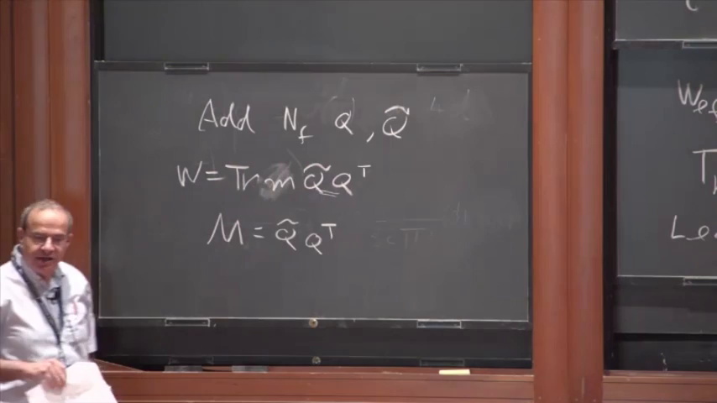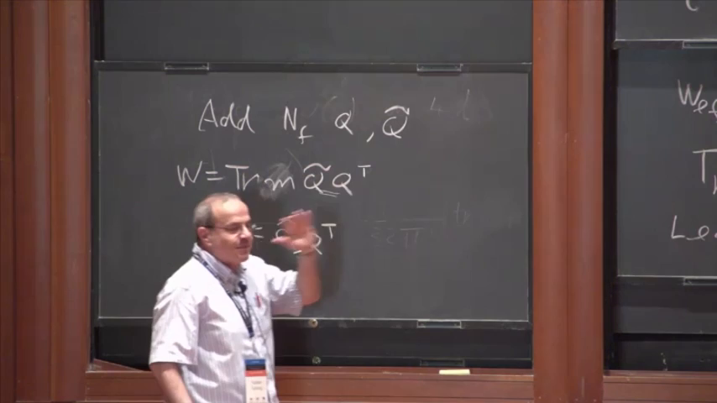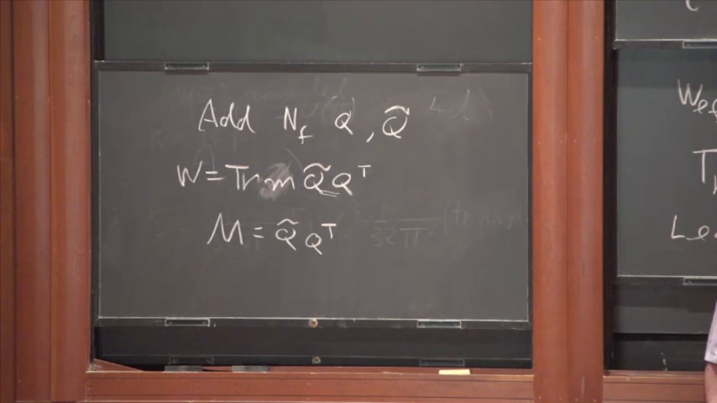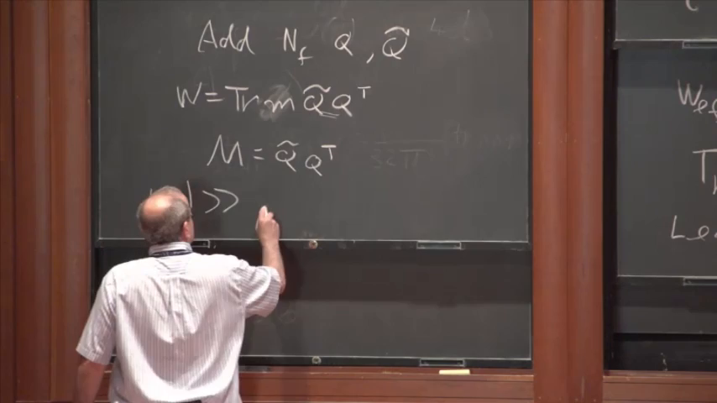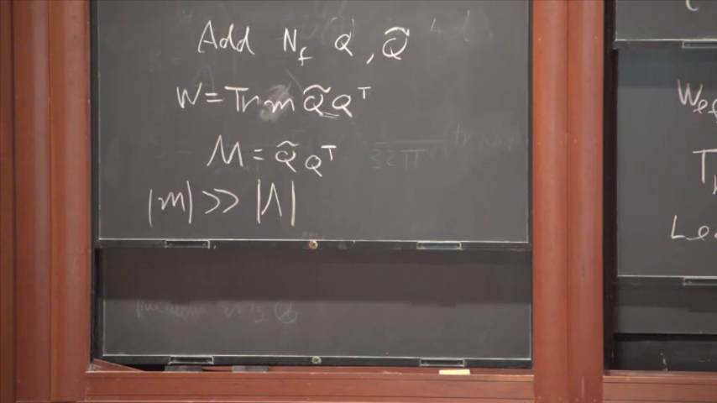So what this describes in practice is a theory of massive quarks and some SU(N) gauge theory. So very much like QCD. And I'm going to discuss it in the limit that all the masses are very big. All the eigenvalues of m are much bigger than the absolute value of lambda. And lambda will be defined shortly. This would be the QCD scale of the theory. I'm going to study it in the limit that m is very, very large.